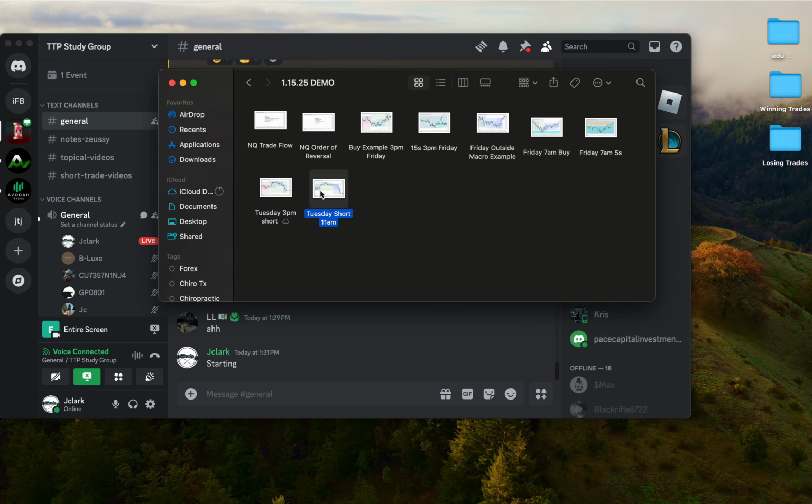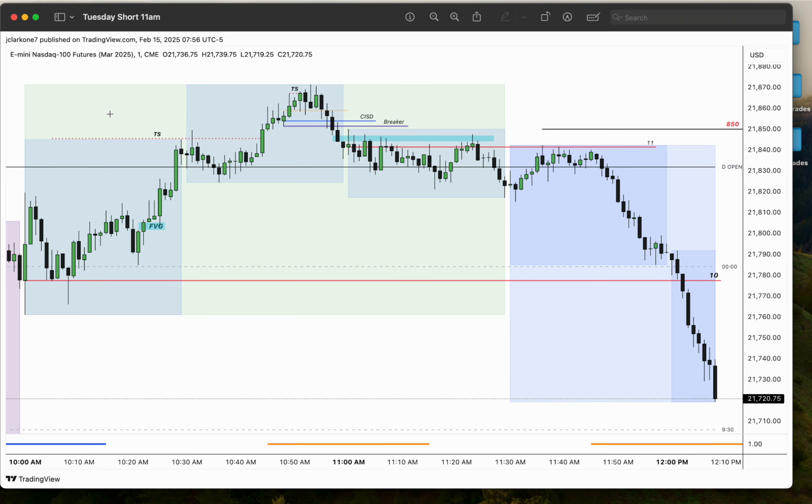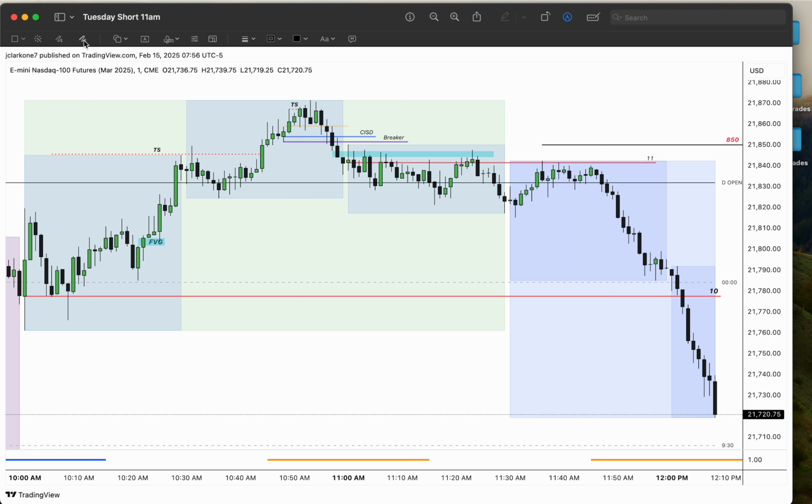Last one, Tuesday, 11 a.m. Short. This is all from last week. 10 a.m. open. We run higher. We take a 30-minute cycle high. We take a 10-minute cycle high. We invert the fair value gap here. We perform a CSD with this candle closure here. There's a breaker, fair value gap. Fair value gap supports price at the 850 level.